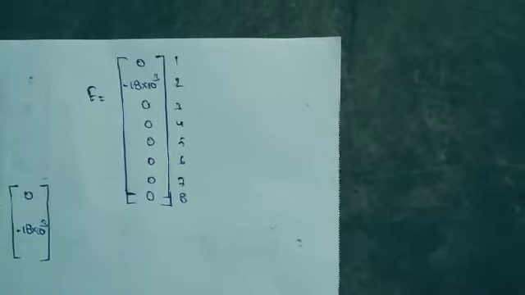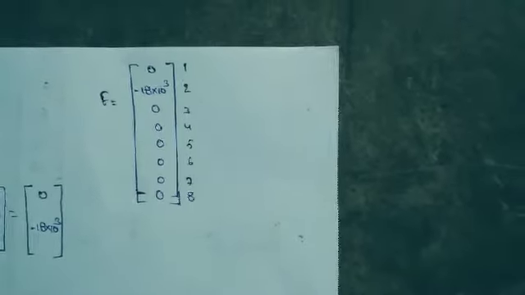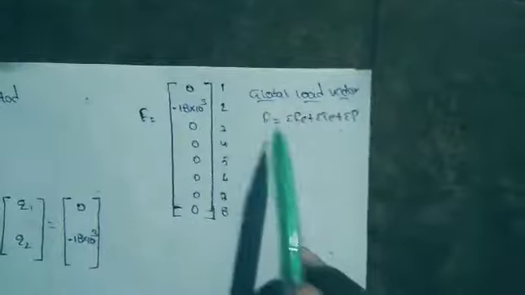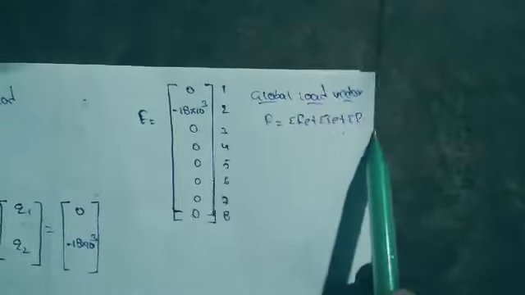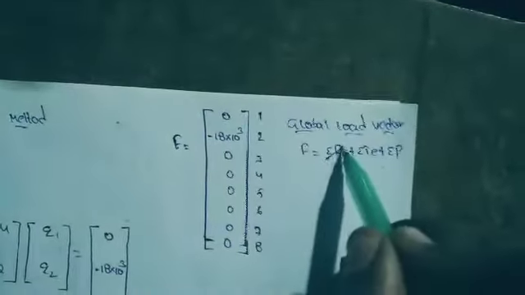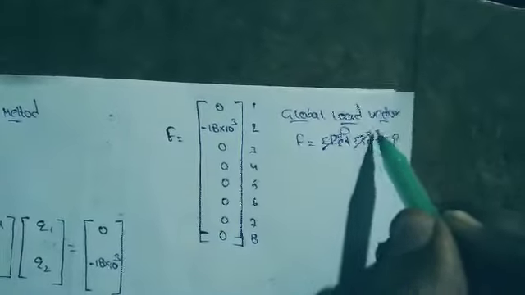After finding the global stiffness matrix, you have to find the global load vector. Global load vector F equals sigma Fe plus sigma Te plus sigma P. Here there is no body force, so keep 0. There is no tractive force, so keep 0. P is the point load.